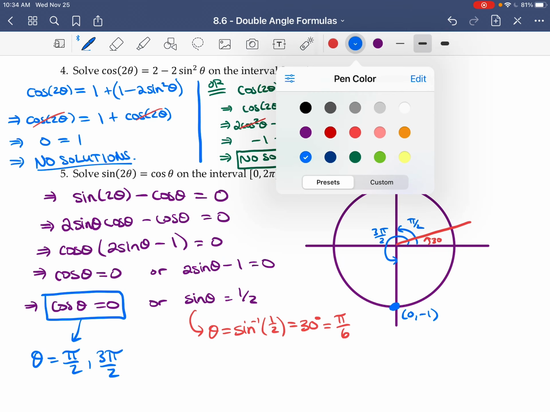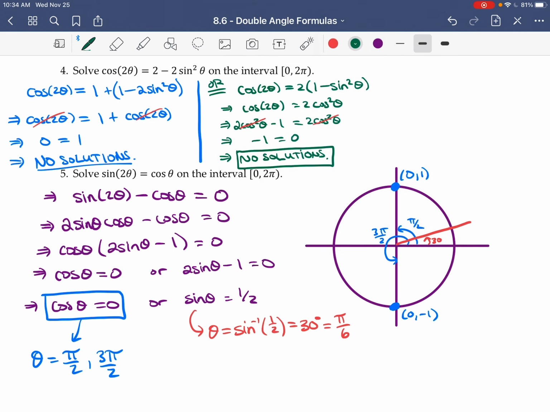Okay, now there's another solution where sine is also equal to 1/2. Okay, so remember this point here has coordinates, so the x coordinate is cos of pi by 6, and the y coordinate is sine of pi by 6, okay, which we know is 1/2. This one we also know. It's root 3 over 2, okay.